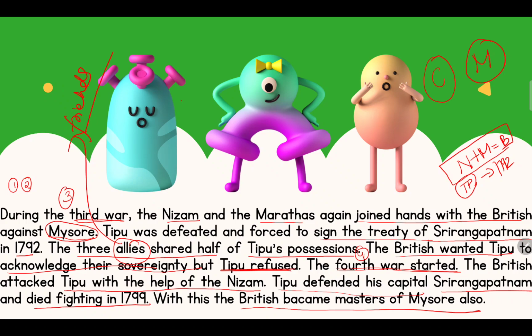Then Tipu Sultan was forced to sign a treaty in 1792. These three allies, the Nizam, the Marathas, and the British, shared Tipu's possessions. The British wanted Tipu to bow down in front of them, but Tipu refused. Then the fourth war started, and the British attacked Tipu with the help of the Nizam. Tipu defended his capital and died fighting in 1799, and ultimately the British became the masters of Mysore.